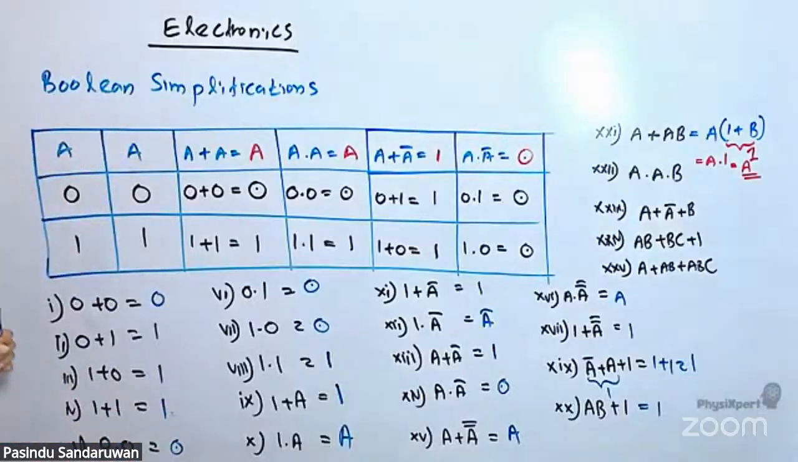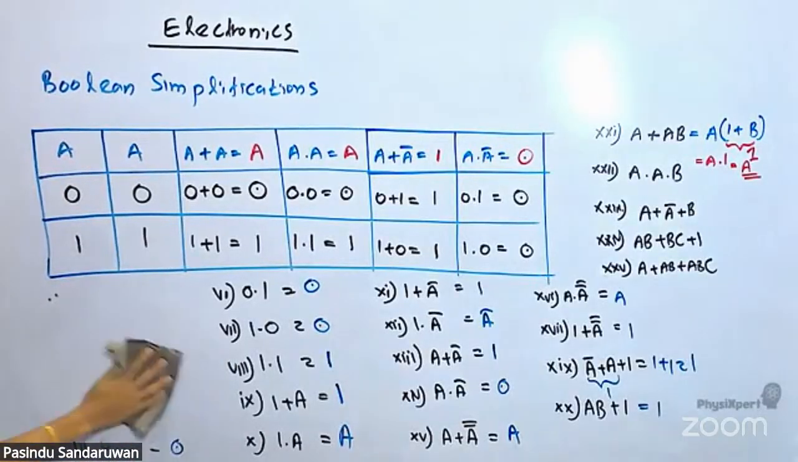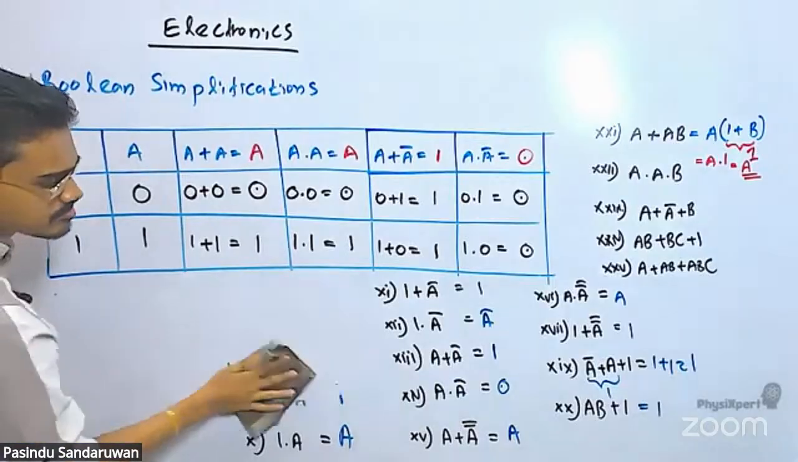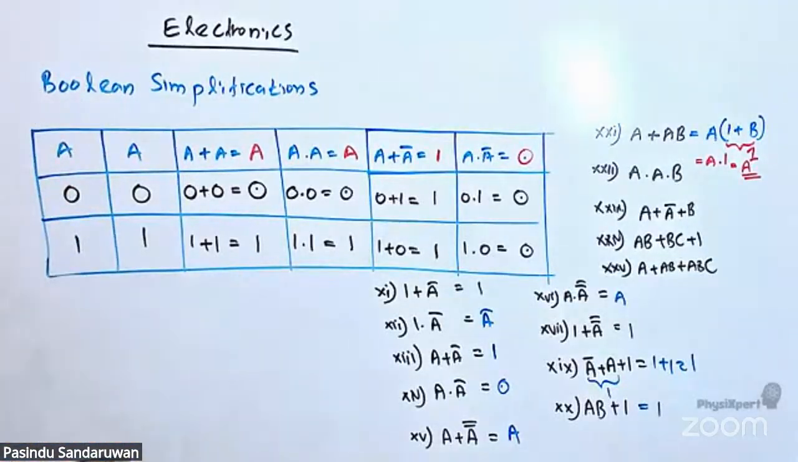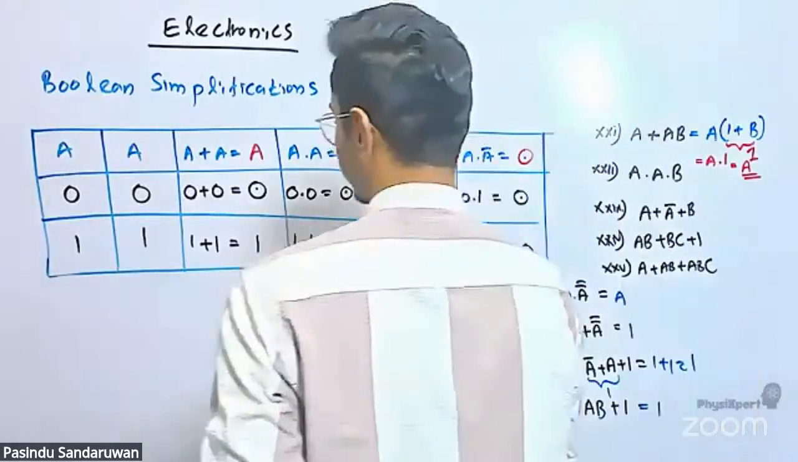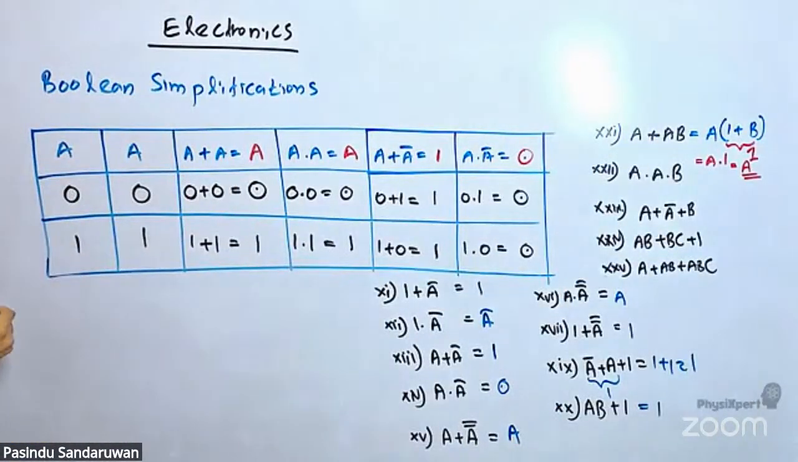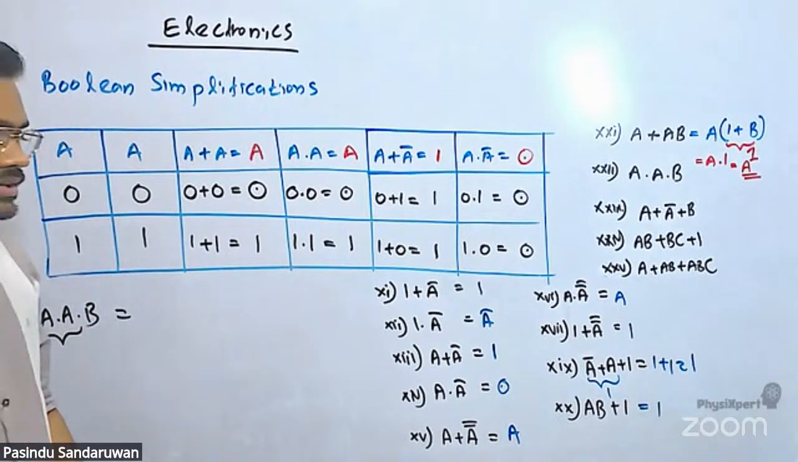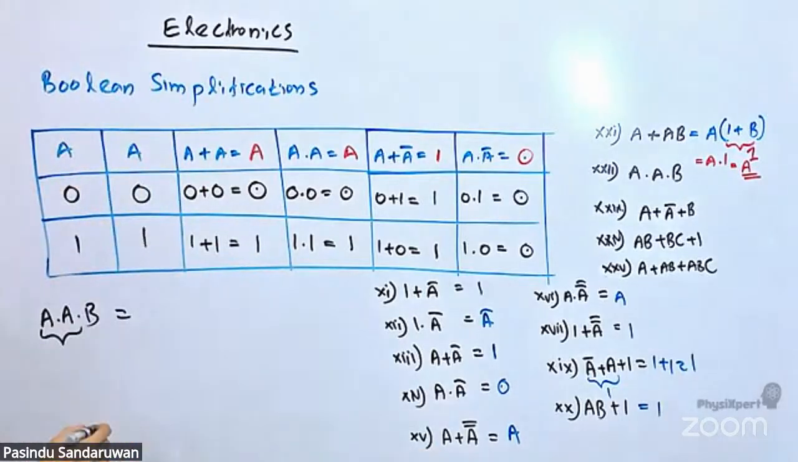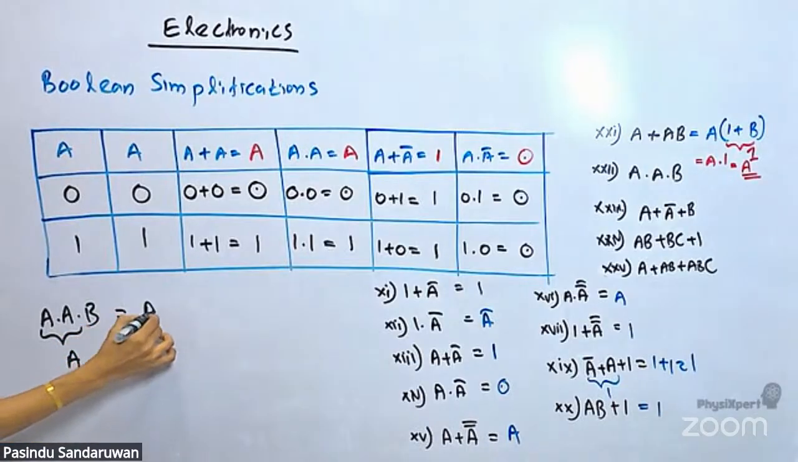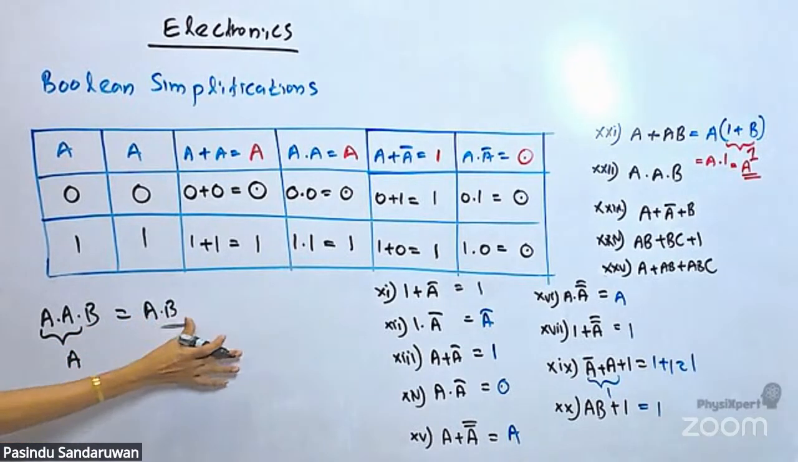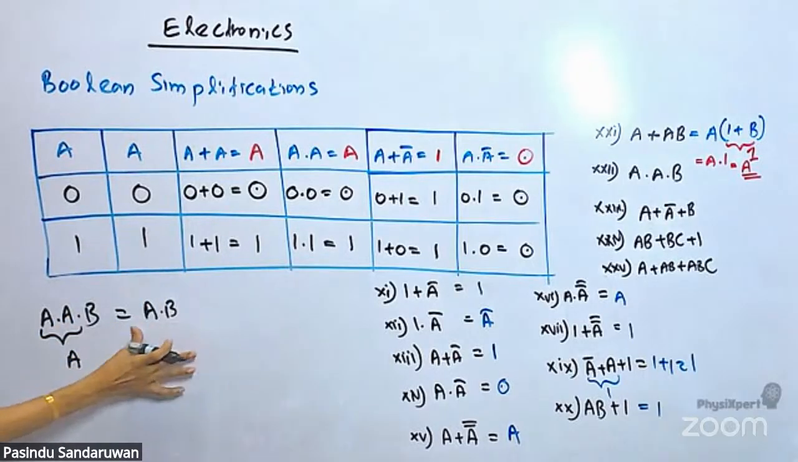I'm going to erase this part since we might need some space for the rest coming now. A dot B. What is happening? A dot B. A dot A is known, no? A dot A is A. Then this is A. Finally, that is A dot B. This cannot be simplified further. A dot B, that's it.